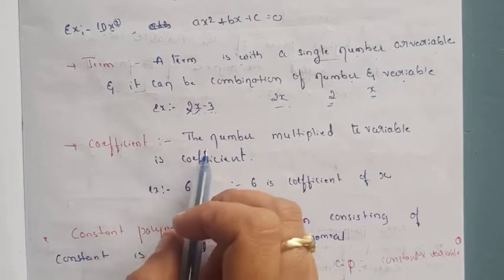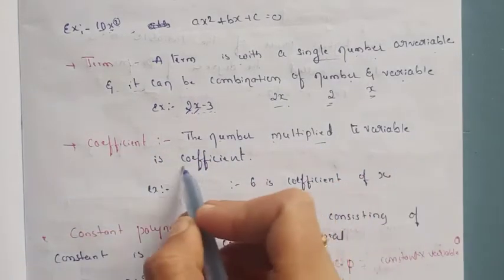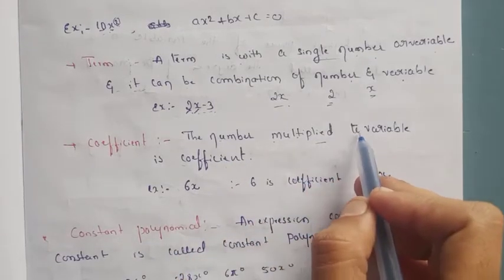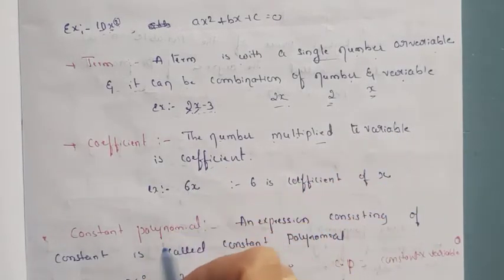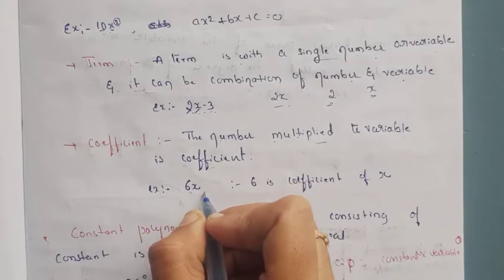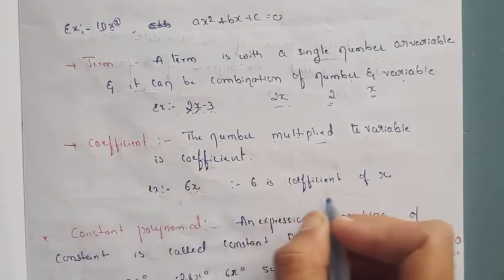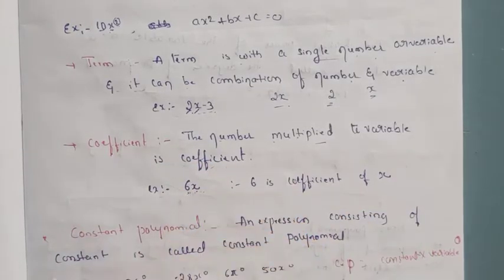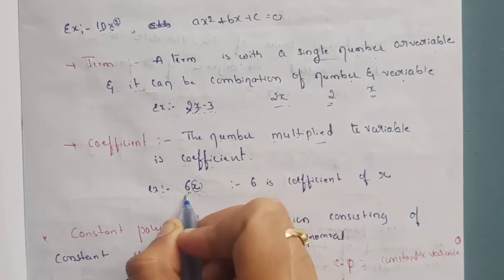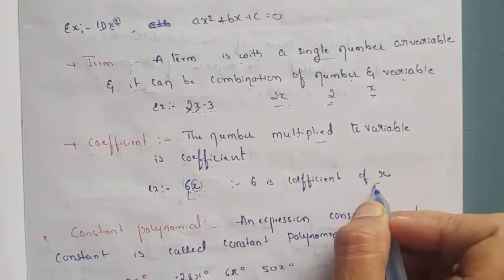Next, coefficient. Coefficient means what? The number multiplied to the variable is called coefficient. So in 6x, the coefficient of x is 6. The variable here is x. When x is multiplied with 6, we call it the coefficient of x.